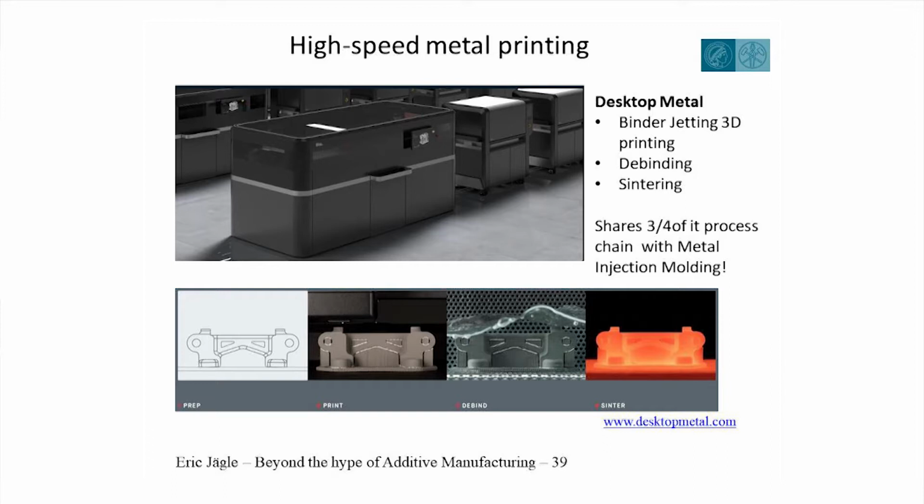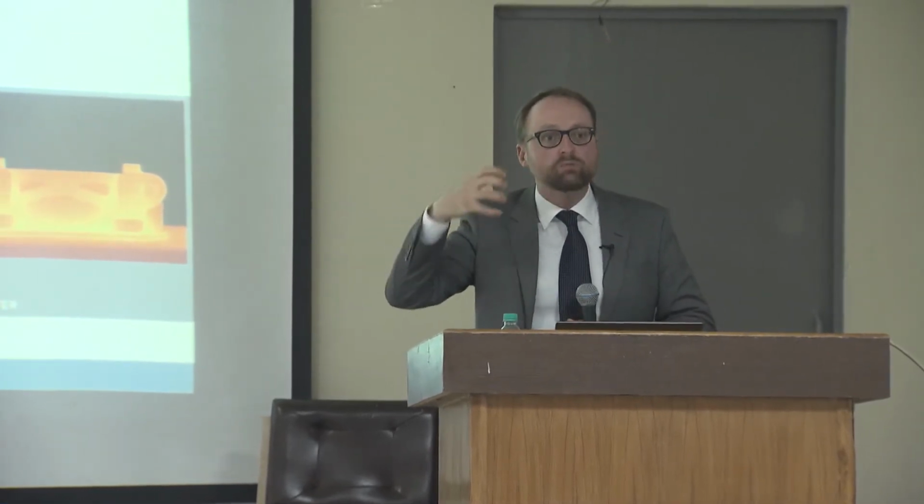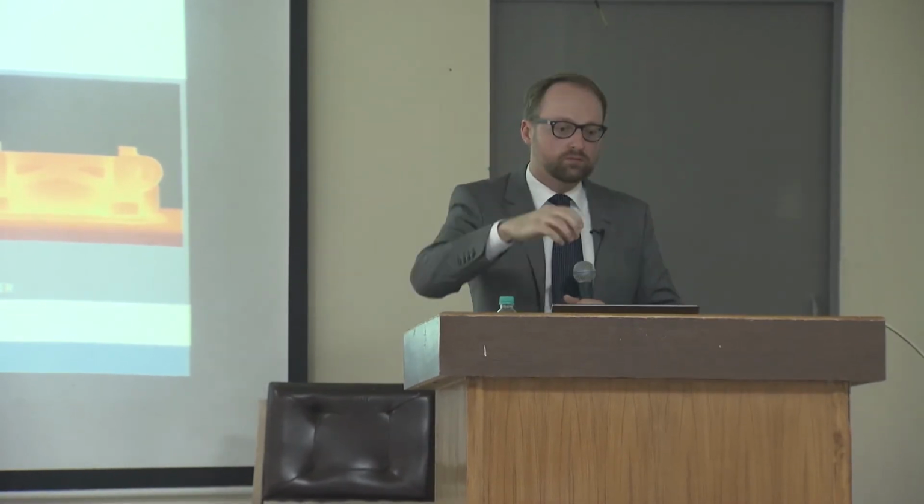Also in metal 3D printing, people are not only looking at SLM but also at other processes. So there's one company in the US backed by various MIT professors that is called Desktop Metal, and what they do is so-called binder jetting 3D printing, and then debinding and sintering. So this process shares a lot of its process chain with metal injection molding. Yeah, from the materials science point of view, it's the same as metal injection molding. You just replace the actual injection molding as a shaping tool of this binder and metal powder mixture with a 3D printing process.